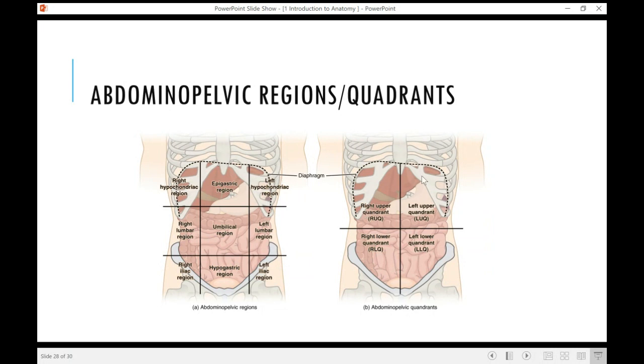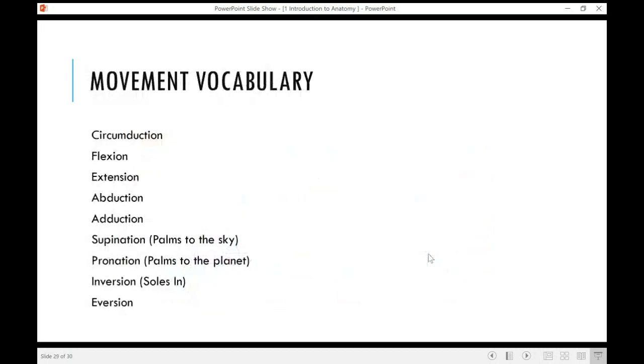We can also divide into quadrants. Those are a little bit easier. Quadrant means four, for quad. And so we have the right upper, left upper, right lower, and left lower.